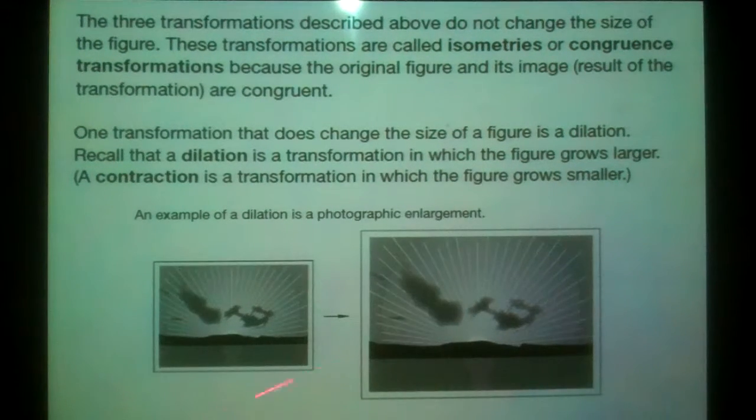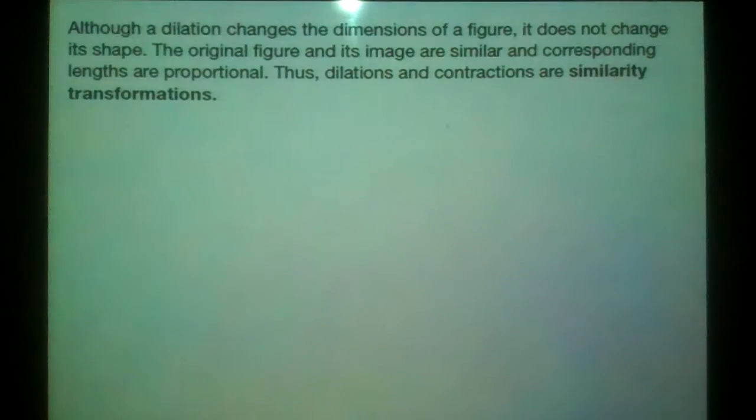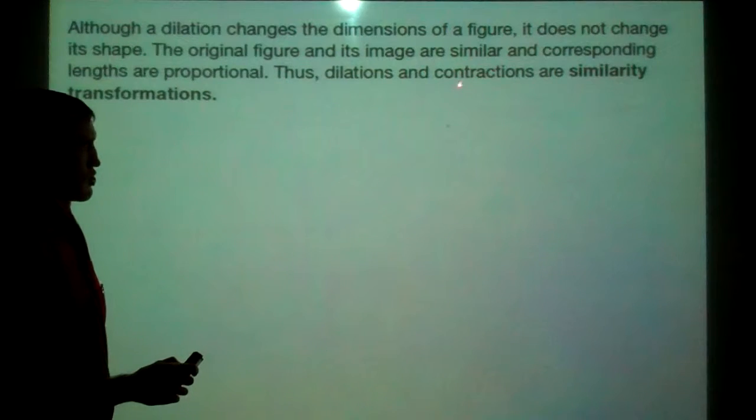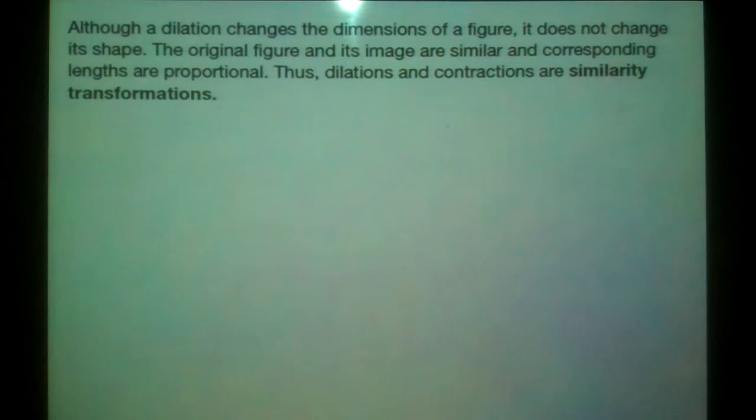So yes, we would call these similar. They're not congruent, but they are similar. They are in proportion. So I think that's what this talks about. Dilation changes the dimensions of the figure, does not change its shape. The original figure and its image are similar, and corresponding lengths are proportional. Thus, dilations and contractions are similarity transformations.